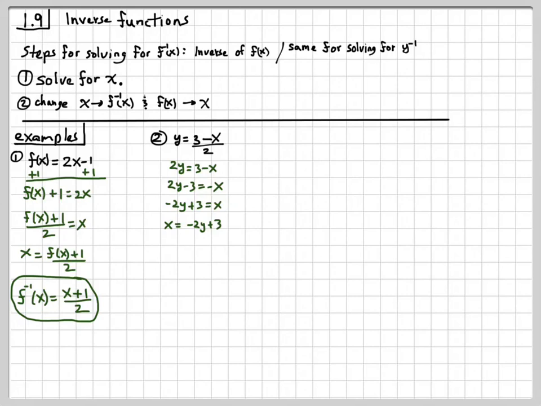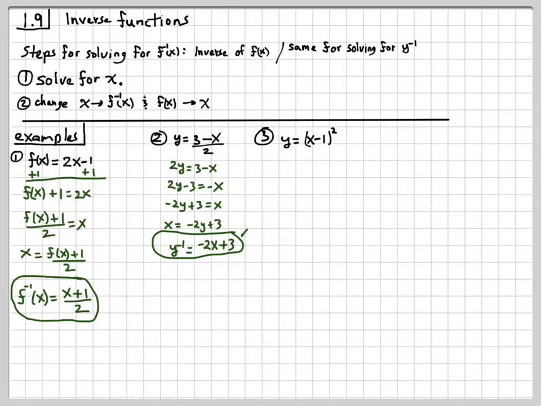So the second step, once again, is to change the x to f inverse. And so, in this case, we notice how we never had an f of x. It was y. So the inverse of y is y inverse. So we have y with a little negative 1 on top. So the inverse is equal to negative 2x plus 3 because we changed the y into x.